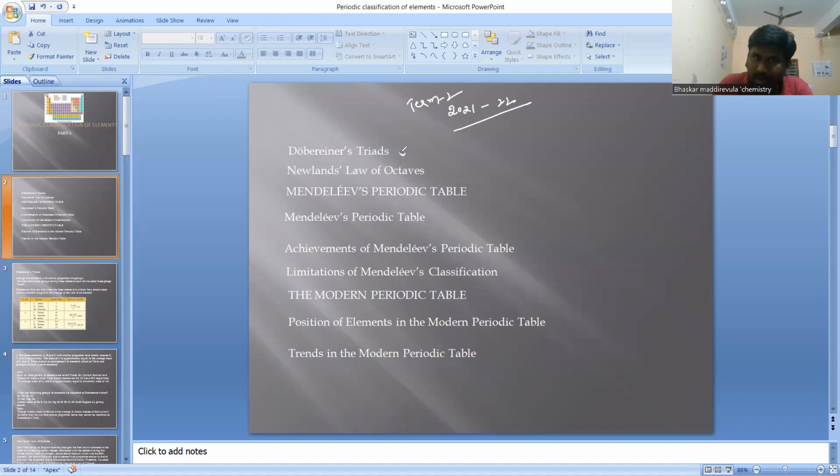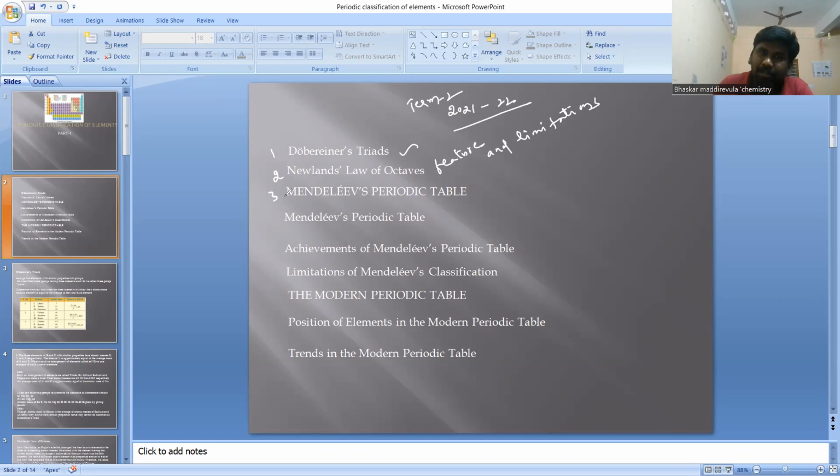One is periodic classification of elements. The first one is Dobereiner's triad. Here we need to study the features of the Dobereiner's triad, along with the limitations of the Dobereiner's triad. This is the first topic. The second topic is Newlands' law of octaves. Here also we need to study the features plus the limitations. This is the topic we need to cover here.